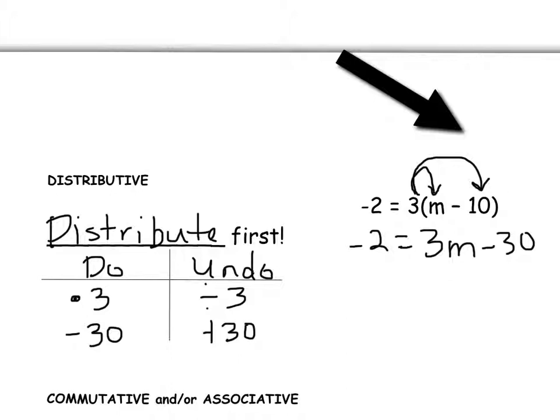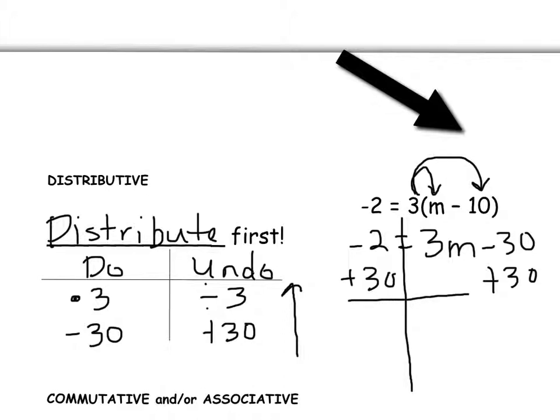And remember, you're moving back up your undo list. So I'll add 30 to both sides. -30 and +30 cancel according to the additive inverse property. I'm left with 3m, and -2 plus 30 is 28.